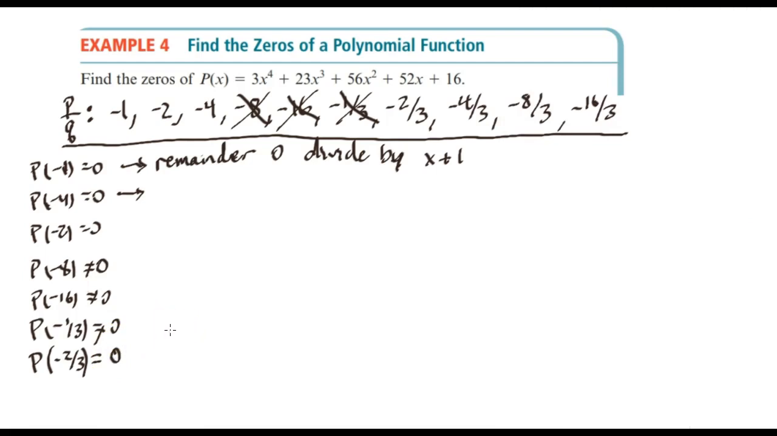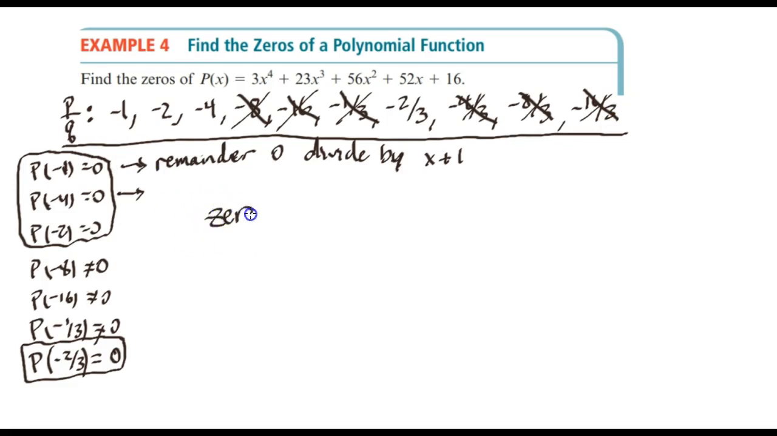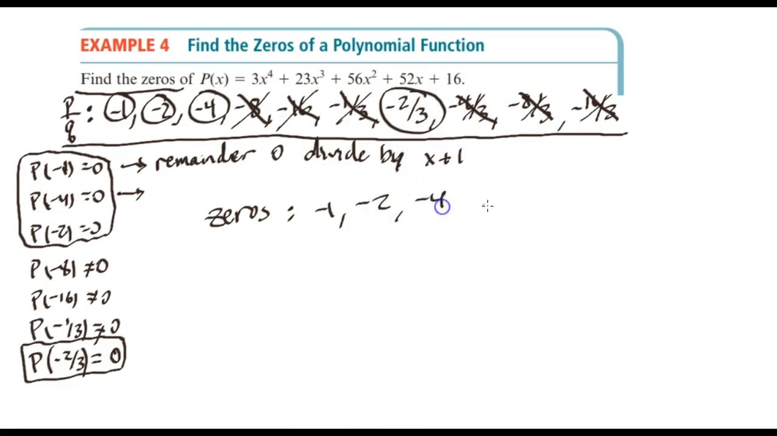And remember, I mentioned this in the first video at the very beginning for this problem. Since we have a degree 4, we can only have up to 4 zeros. And notice that we found them. We have 3 here and 1 down here. So we don't actually have to continue. We know that these will not work because we can only have up to 4 zeros. So that tells us that the zeros of our function, again, we're trying to find the zeros of our function, are the values we plugged into the function. So that's -1, -2, -4, and -2/3. And we're done.